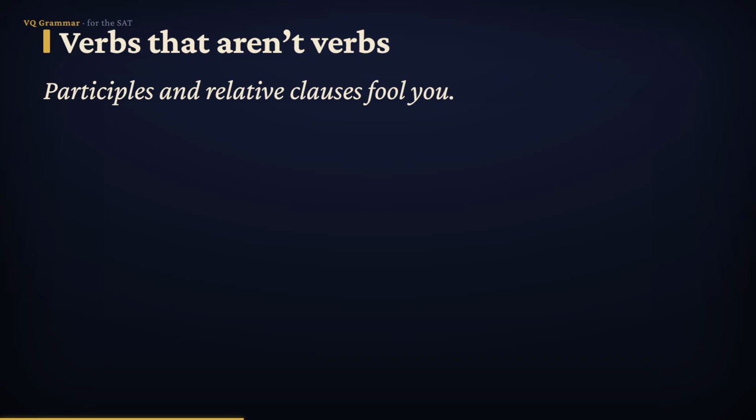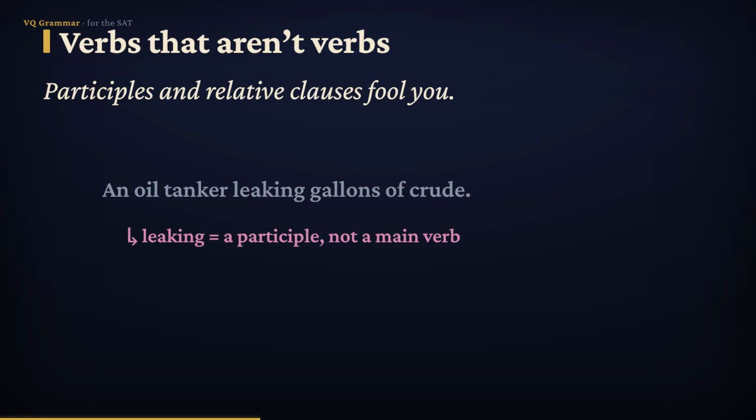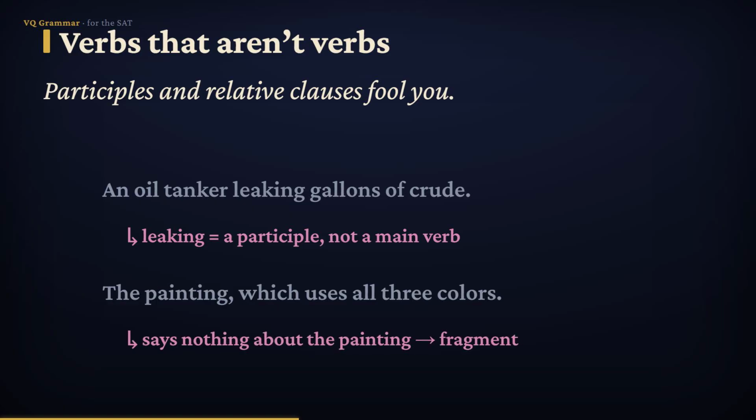Two traps make fragments hard to spot because they seem to have a verb. First, a participle. "An oil tanker leaking gallons of crude." Leaking looks like a verb, but it's a participle, an adjective. There's no main verb, so it's a fragment. Second, a relative clause. "The painting which uses all three primary colors." The which clause has a verb inside it, uses, but the sentence never says anything about the painting itself, so it's still a fragment. Remember, an ing word or a which clause is not the same as a main verb.